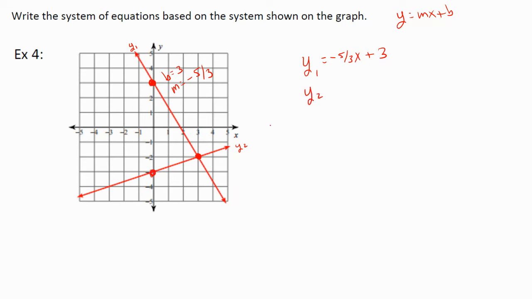Now for y2, that's this guy. I've got a y-intercept of negative 3. And then my slope, I would go up 1 and to the right 3. And so that's going to be 1/3. And so that equation is going to be y equals 1/3 x minus 3. And when you get through doing that, that is your system. Okay, remember, if you can write the equation of one line that's graphed, you can write the equation of 2.